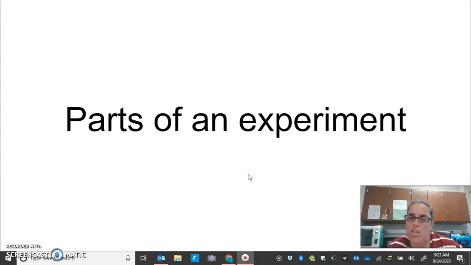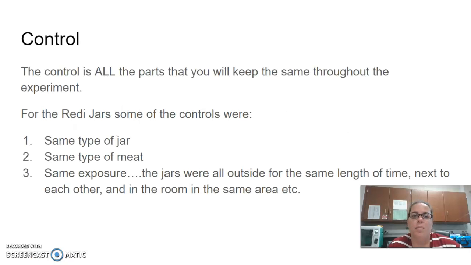We're going to go over the parts of a scientific experiment today. The first thing we need to talk about is control. We always have some sort of control set up, and the control is all the parts that you will keep the same throughout your entire experiment.